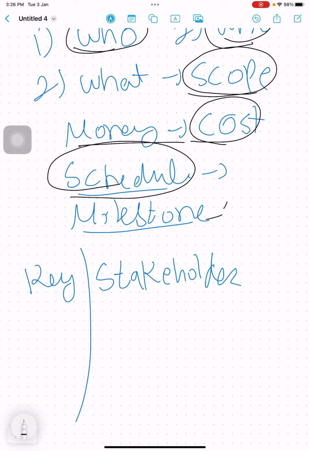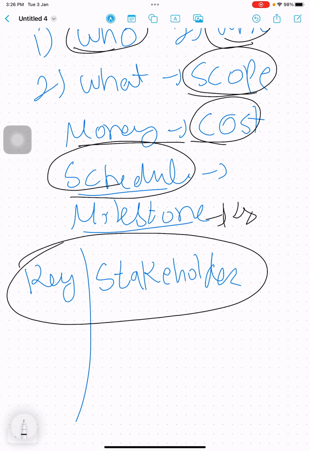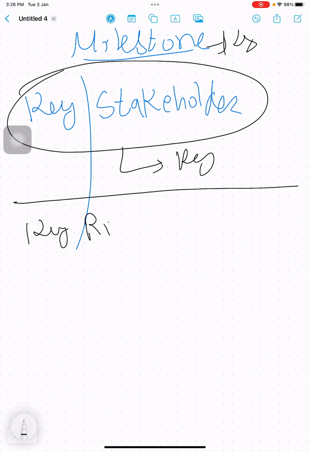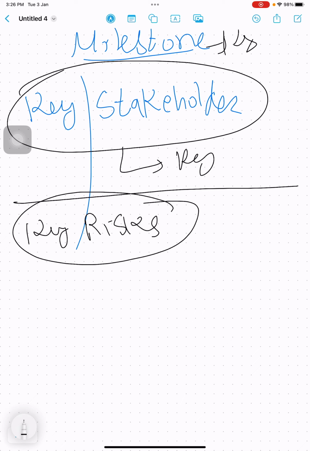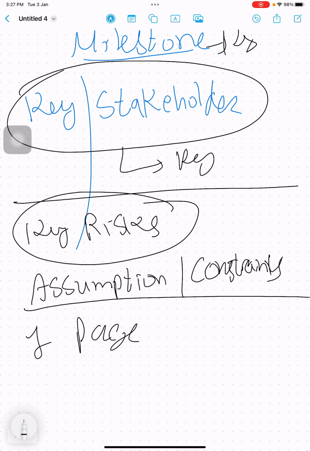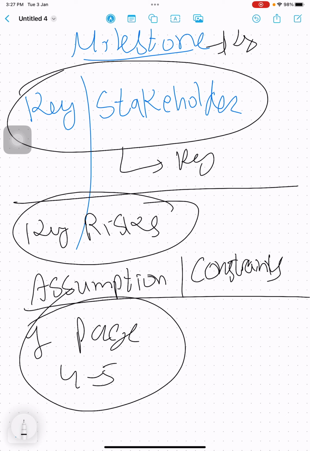What are the key milestones? Who are the key stakeholders in the project? It must have who are the key stakeholders in the project. This is a very important thing. It can have key risks in the project, the big risks that we may have identified. It can have big assumptions in the project, and high level constraints of the project. Depending upon the organization, it can be one page or it can be 4 to 5 pages. But the most important thing is that it is basically the justification of the project.